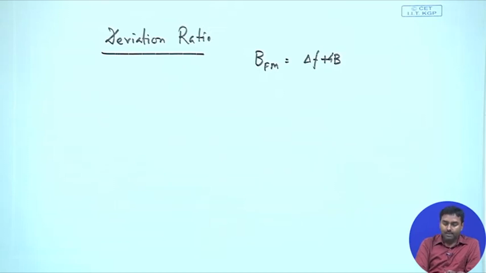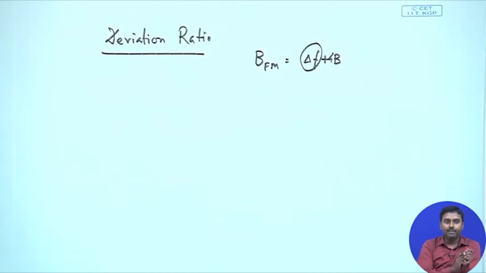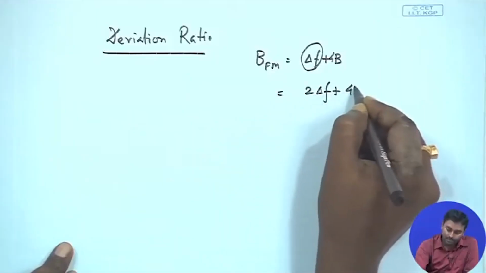So, this particular deviation, I am taking this del f from the entire deviation. Sometimes it is taken from 0, how much it varies in the positive half and negative half. So, that way they write also 2 del f. So, accordingly the formula gets modified. If I write that way, then it becomes 2 del f plus 4b.